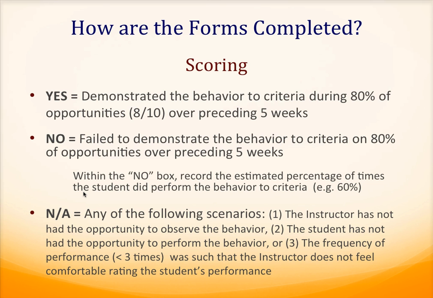You have not observed the student on a behavior. The student has not had the opportunity to perform a behavior. Or, thirdly, you feel that the number of times you have observed the behavior yields insufficient data to rate the student. So, for example, if you've only observed a specific behavior 2 or 3 times, you may feel uncomfortable scoring the student's performance on that behavior. In this case, a not applicable would be appropriate.